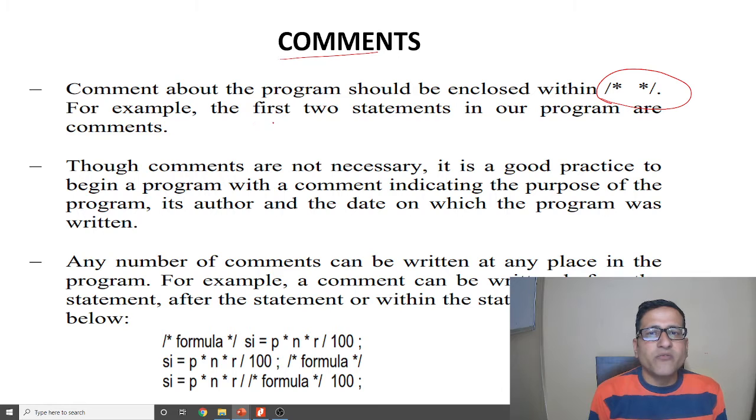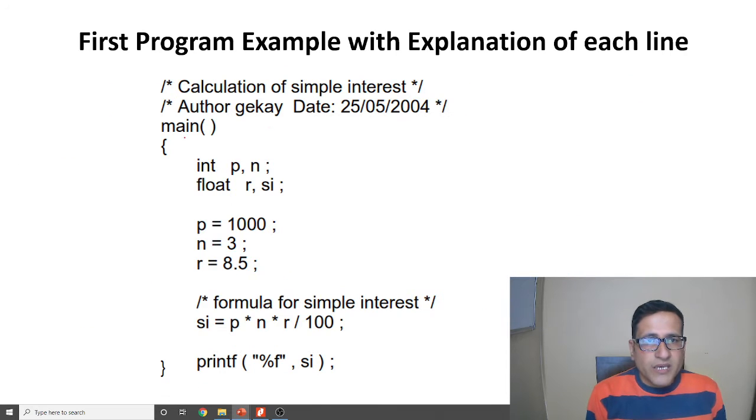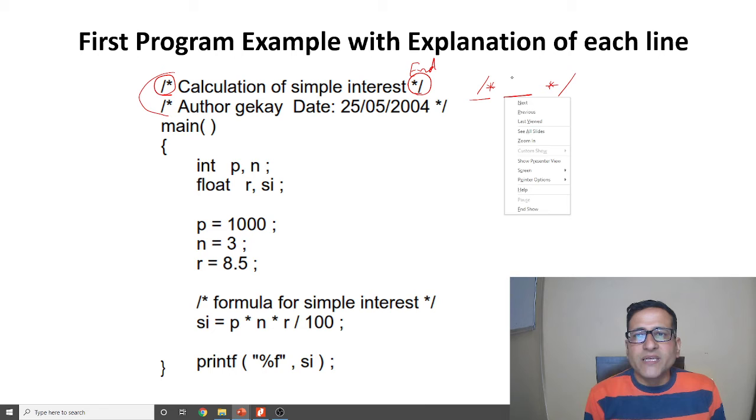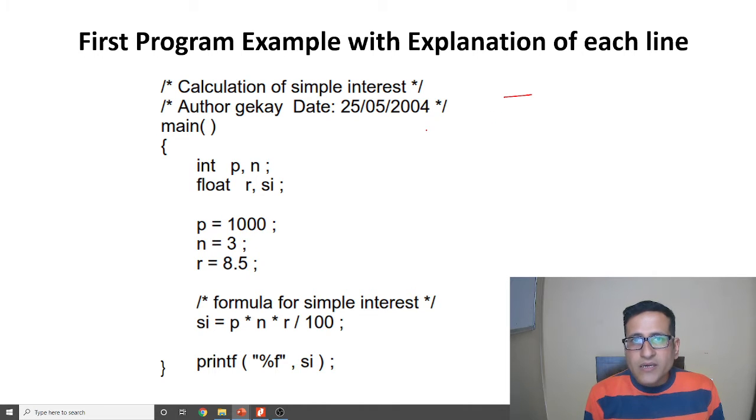For example, the first two statements in our example are comments. You can see it again. These two lines are comments because these lines are written in this form. You can see that this is the starting of the comment and this is the end of the comment. So if we use this symbol, then we can write anything in between these. That will be called the comment.